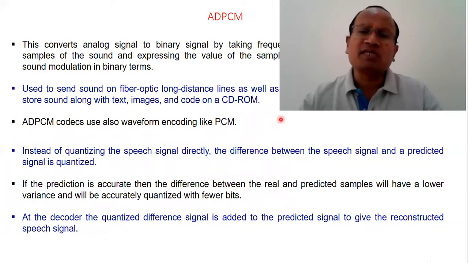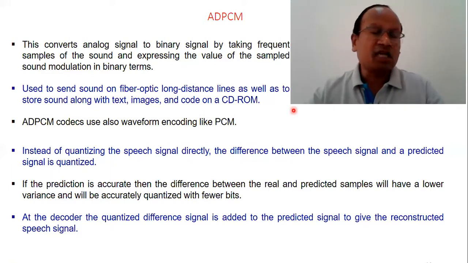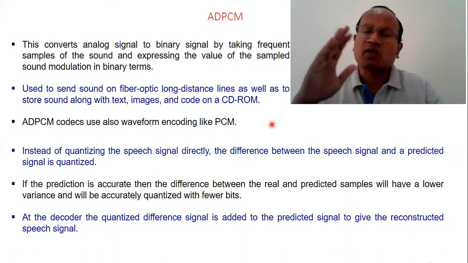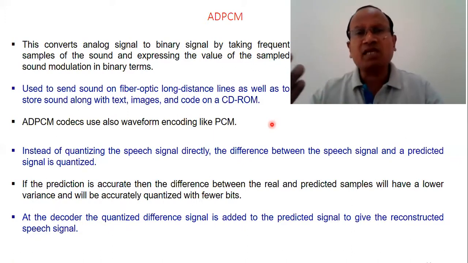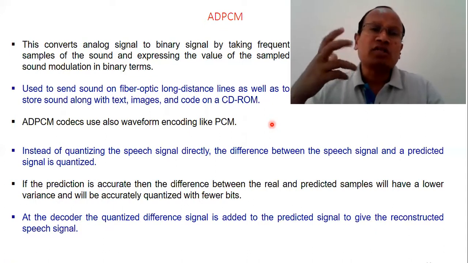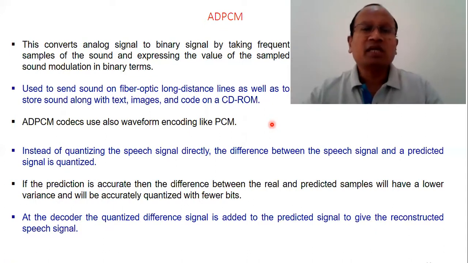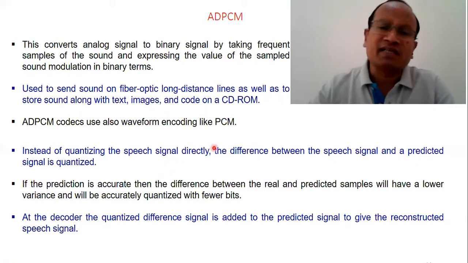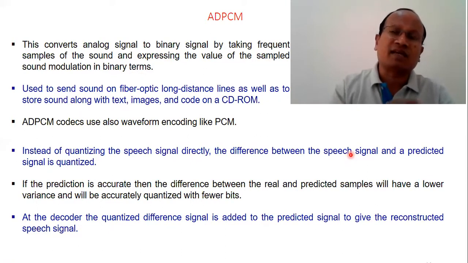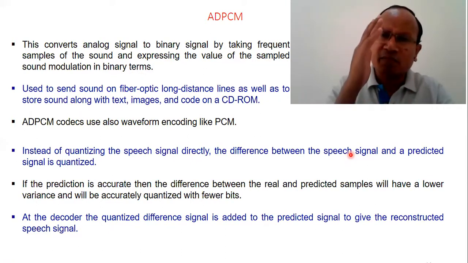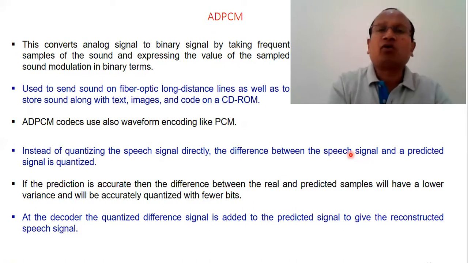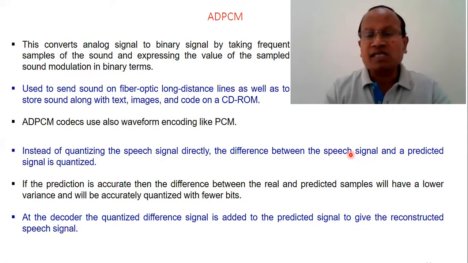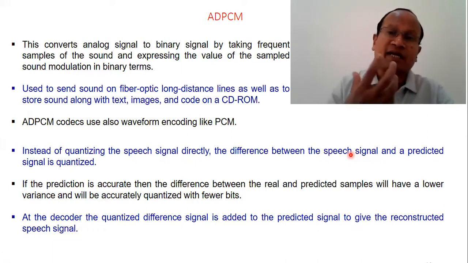So that difference is adjusted here in the output. Then comes ADPCM. Let's recapitulate. In PCM, all the samples are quantized and encoded. In DPCM, the difference is encoded, so there is a benefit in the number of bits required. In ADPCM, which we covered in detail in the last lecture, instead of quantizing the signal directly, the difference between the speech signal and the predicted signal is quantized. Of course, that is done in DPCM. But in ADPCM, what do we do? The quantization process and the prediction process are made adaptive.